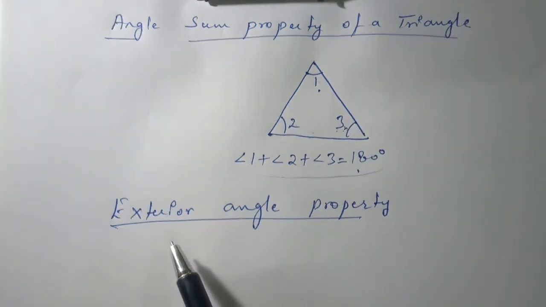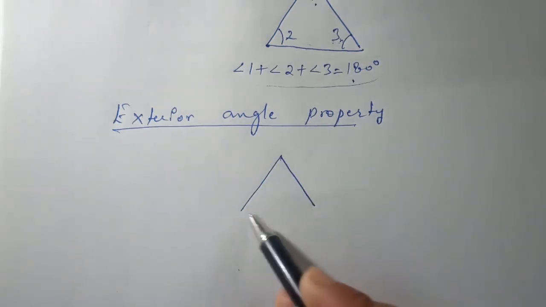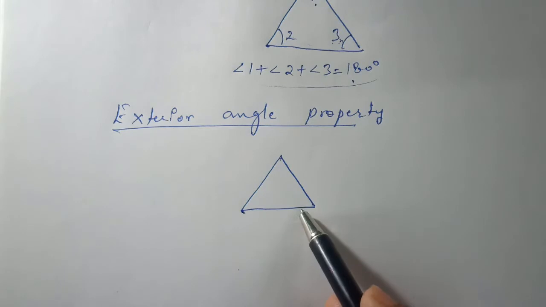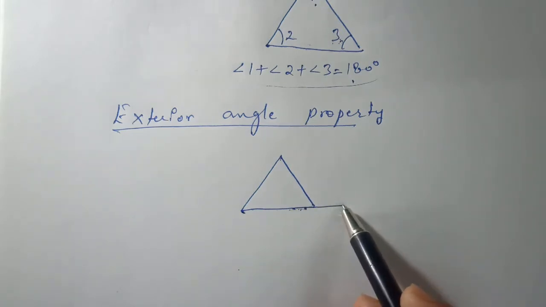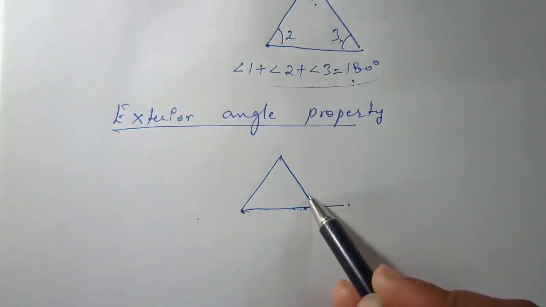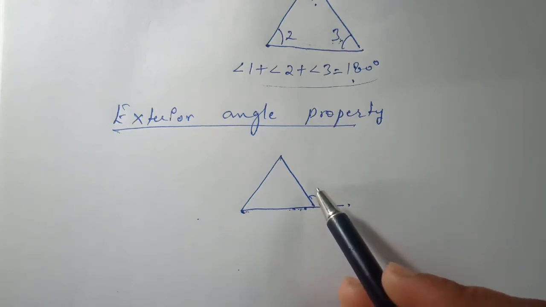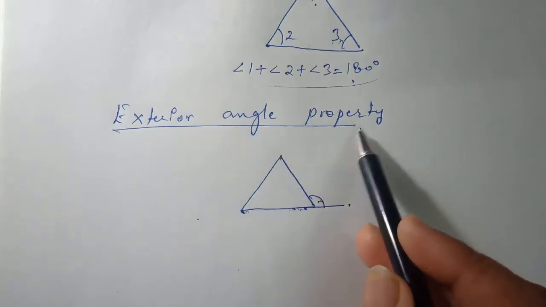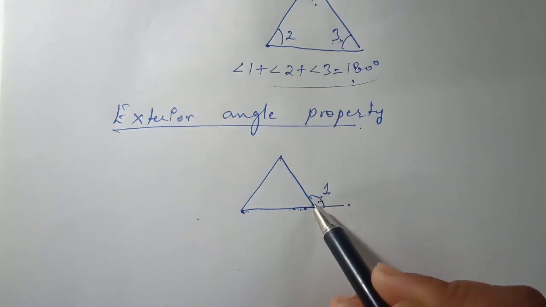Next, come to the exterior angle property. So what is the exterior angle property? First of all, we have to understand this is a triangle. If we produce any of the sides, suppose we are producing this side to the right hand side, you can also produce to the left hand side. If you produce to the right hand side, you get an angle outside the triangle. This will be called the exterior angle. And according to the exterior angle property, this angle will be equal to the sum of the opposite interior angles.